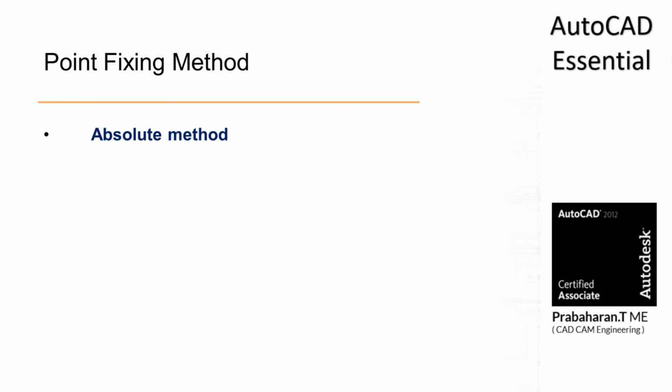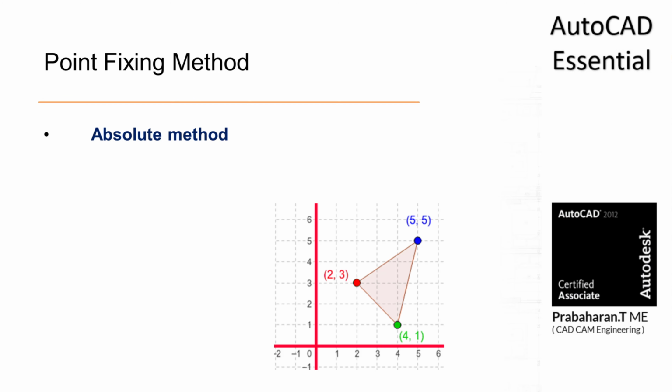What is the absolute method? You see here, there is a graph. In the graph, we have drawn a triangle. A triangle needs 3 points. These points are called (4, 1), (5, 5), (2, 3). These 3 points are called coordinates of the triangle, or you can say x and y intersection points, or x-axis, y-axis points of the triangle. This is called the absolute method.